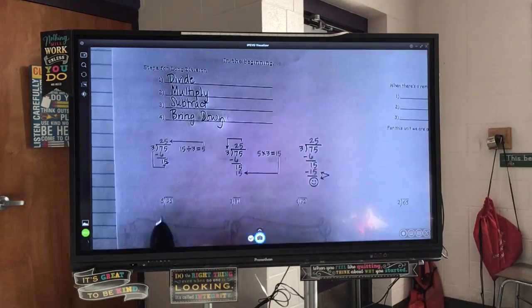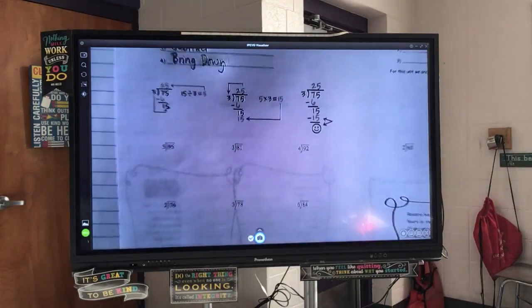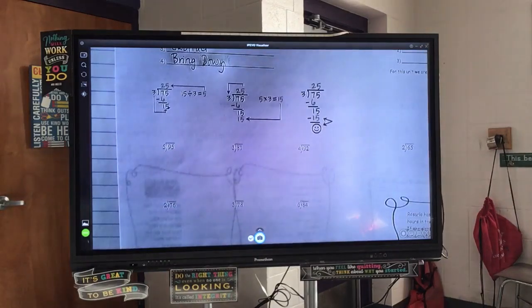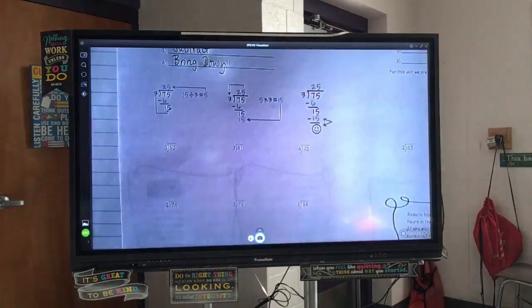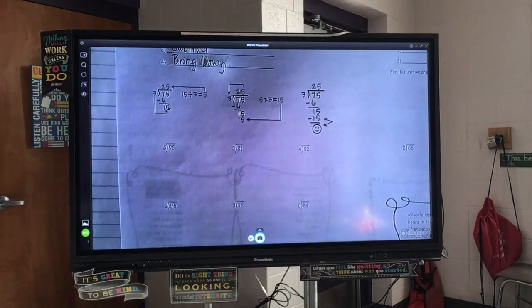Let's try the first one. 95 divided by 5. Walk me through the steps. Step number one says we divide. So what does step number two tell us to do? Everyone just wrote this on your paper. I'm not asking you to do any math, just to read a word. Christiana. I'm going to multiply 5 times something to get as close to that 9 as possible without going over. Donovan.